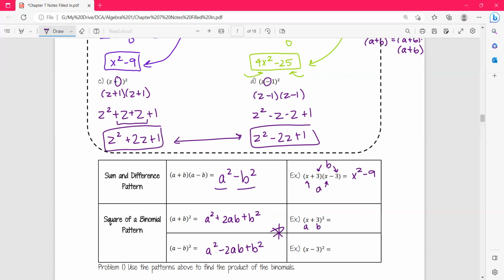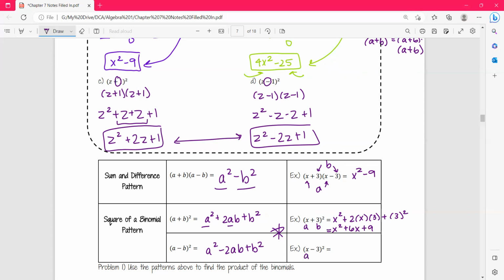If x is a, everywhere I see an a in that formula, I'm going to substitute in an x. So I've got x squared plus, notice the b term is 3, so I'm going to substitute 2 times the a, which is x, times b, which is 3, plus b squared. And I end up with x squared plus 6x plus 9 as my answer there. All from just substituting right into the formula.